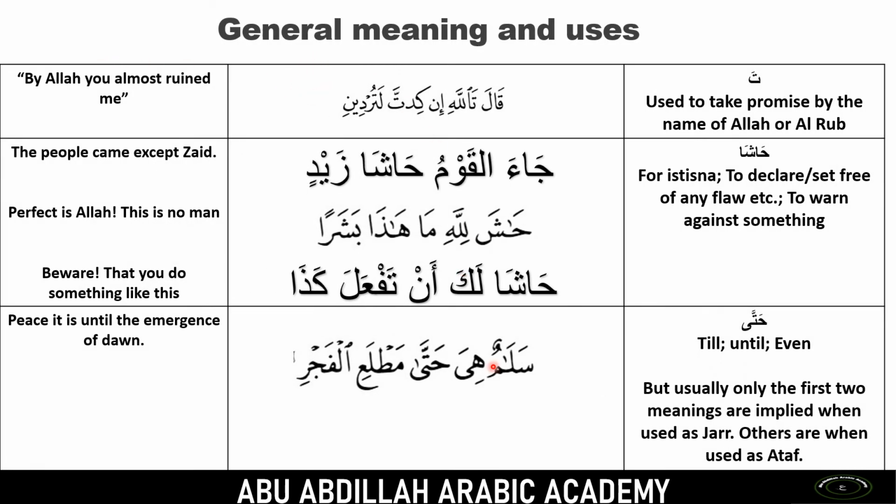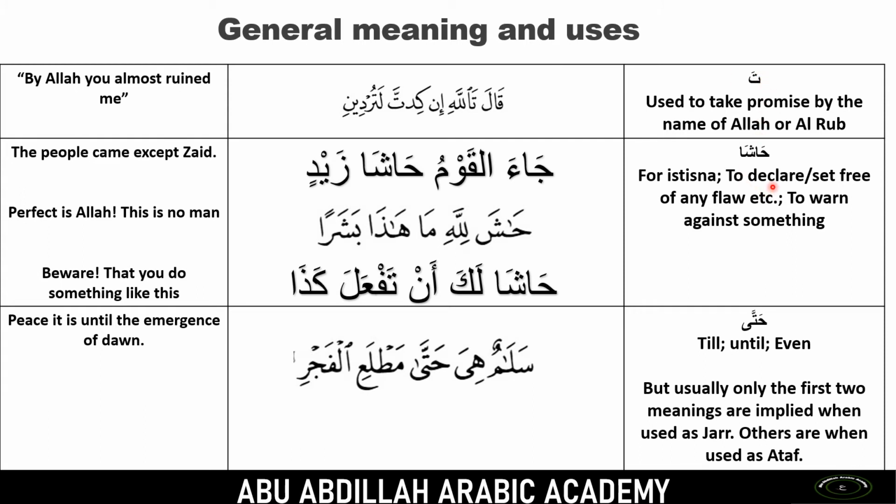Next we have ta. Ta is also used to swear or promise, but in case of ta, it is only used to swear or promise by either Allah or Ar-Rab. That is it. So other than these two, ta is not used to promise by anything else. So for example, we have Tallahi in kitta laturdin, that is he said, by Allah you almost ruin me. So here tallahi, here ta is used to promise by Allah. So again, in 99% of the times ta will be used as a promise with Allah and our Rabb. That is it.